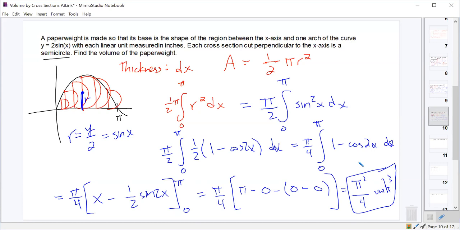Do we put units cubed instead because it said that the linear unit is measured in inches, or do we just keep units? I don't read problems. Inches cubed. Everybody good there now?